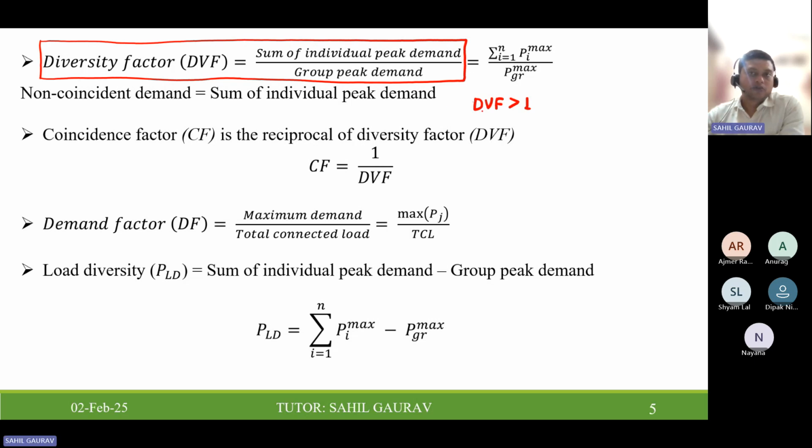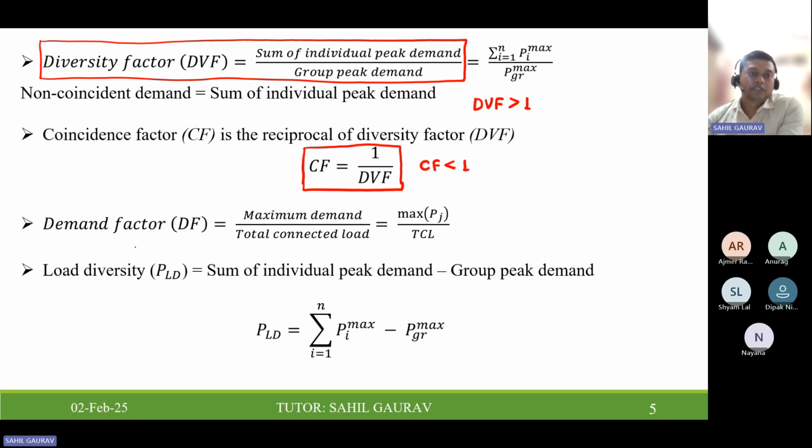So this diversity factor is always greater than 1, while the coincidence factor is the reciprocal of the diversity factor, and this is less than 1. So if you know the diversity factor, then finding the coincidence factor is very easy, and the coincidence factor will be less than 1. One important thing also: you can write the sum of individual peak demands as the non-coincident demand.